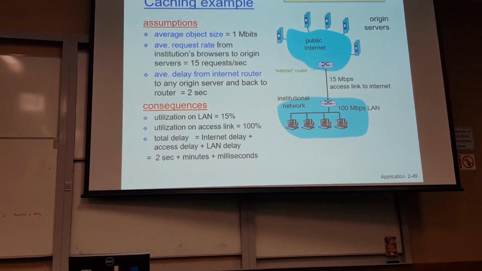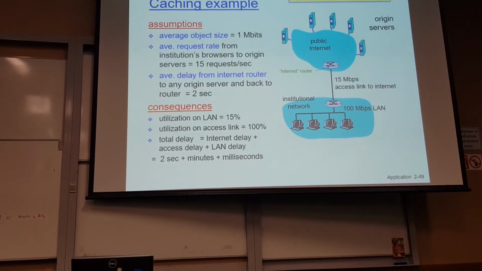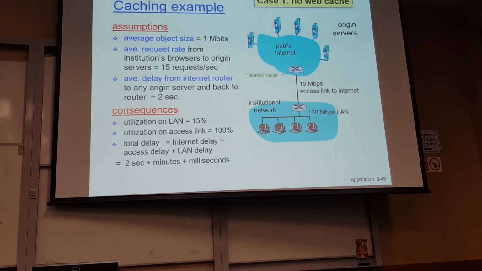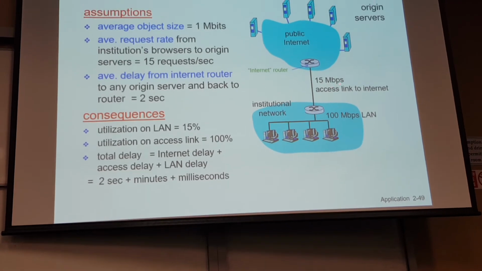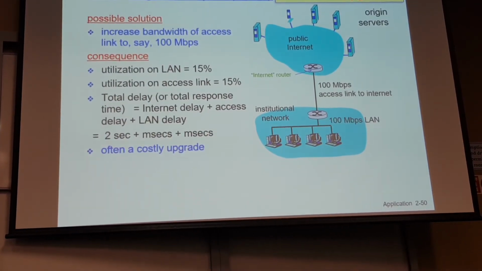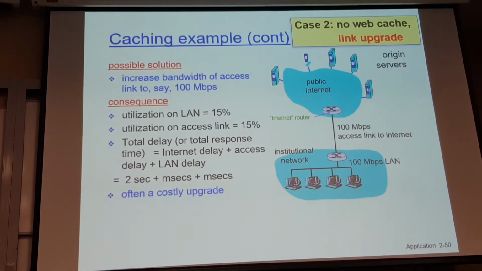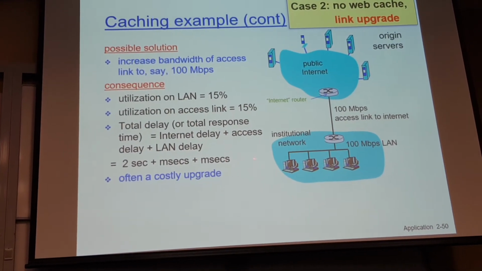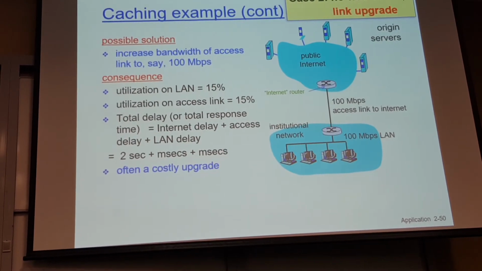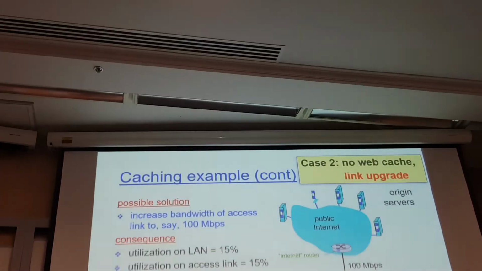So the question is, how can we improve this network? You can see that we've got a bottleneck link here. If you're going to upgrade this bottleneck link to, let's say, 100 megabits per second, sure enough, it's going to improve the performance, but at a very costly upgrade. The university will not be very happy to do that because it's going to pay a higher monthly fee.